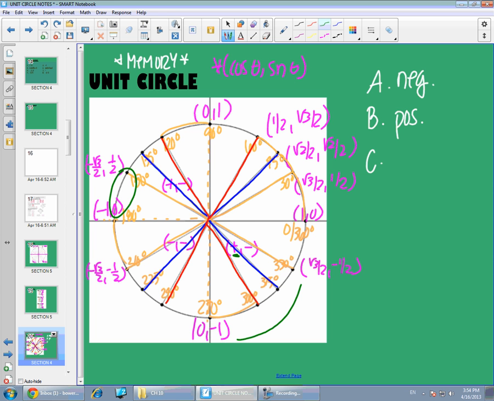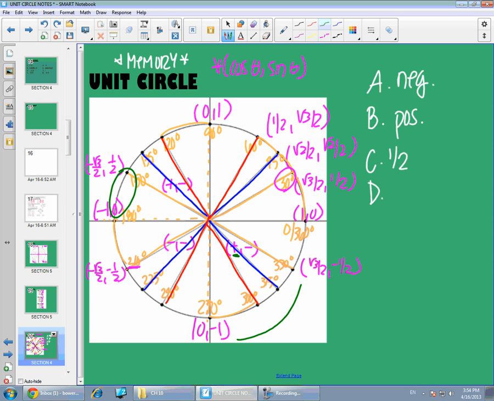Okay, example C. Example C says sine of 210. So I'm going to go over here and find myself at 210 degrees right here. 210 is an orange line, which is the same thing as my 30 degrees. So that takes me over to my 30 degrees right here. The sine is the y-coordinate, so my sine at my 30 is a half.